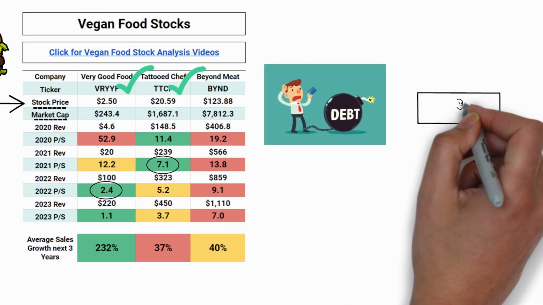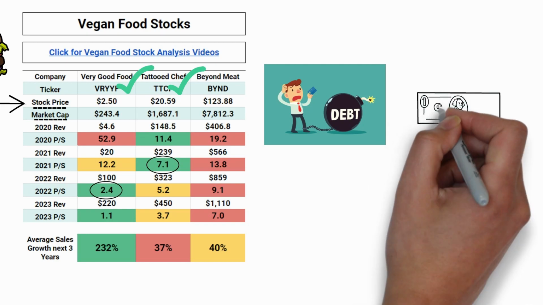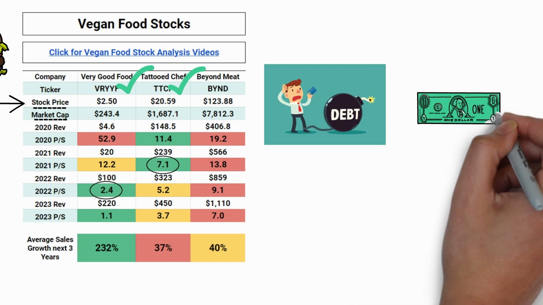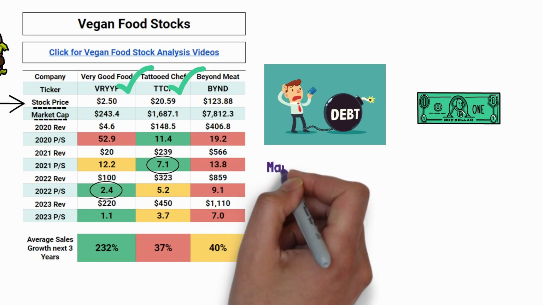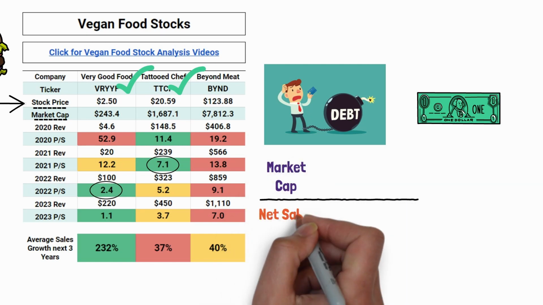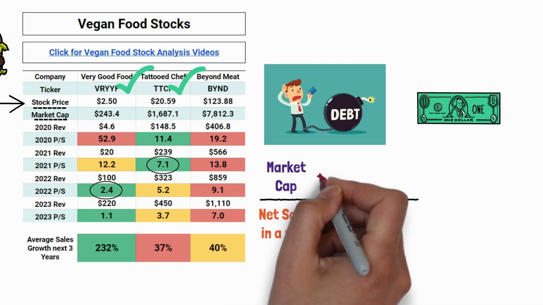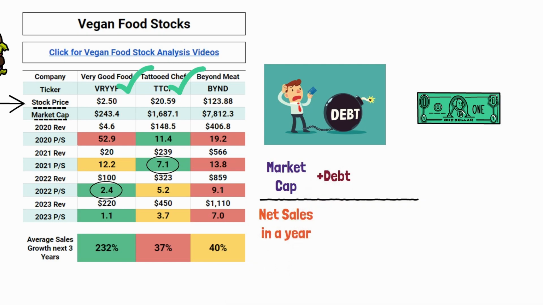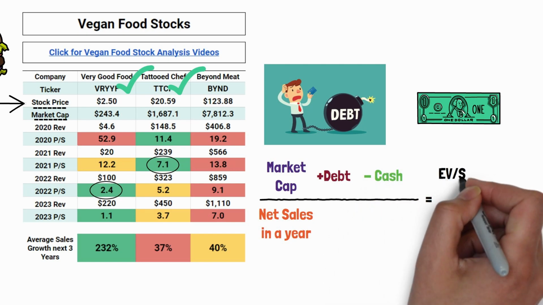To add price to sales ratio more value, we can actually take debt and cash into account so that we have better understanding in valuation of companies. Enterprise value to sales ratio is one of the popular ratios people look at. We add debt and subtract cash from market cap. Dividing by net sales, we get enterprise value to sales ratio.